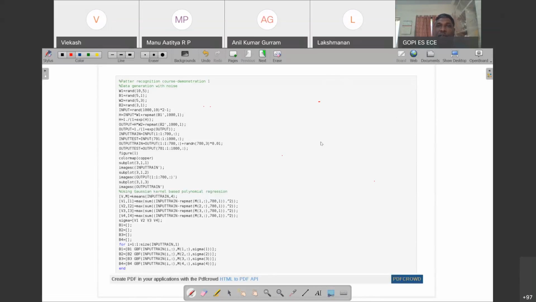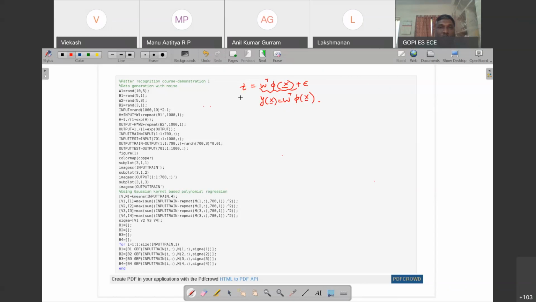So, quick recap. The parameter we are talking about: W transpose phi of x plus epsilon. This is the model we are talking about. In this, we are trying to get this relationship, so your y of x is equal to W transpose phi of x. That is the regression model.